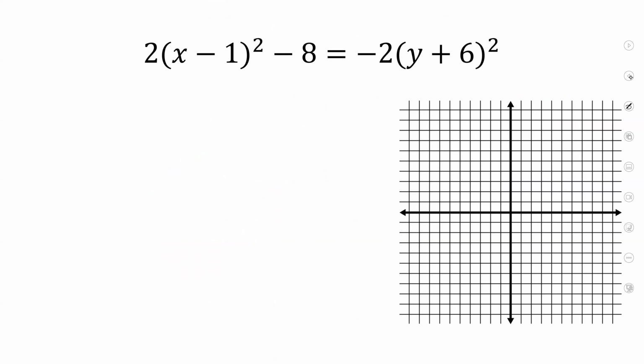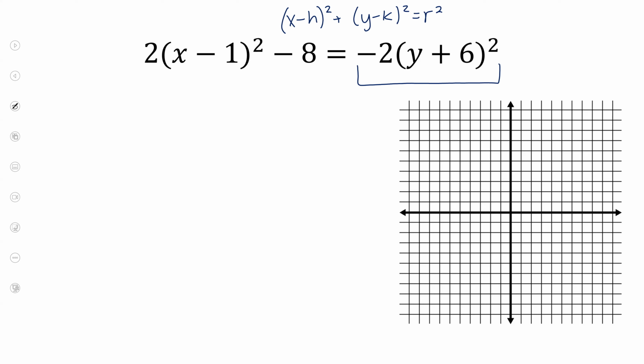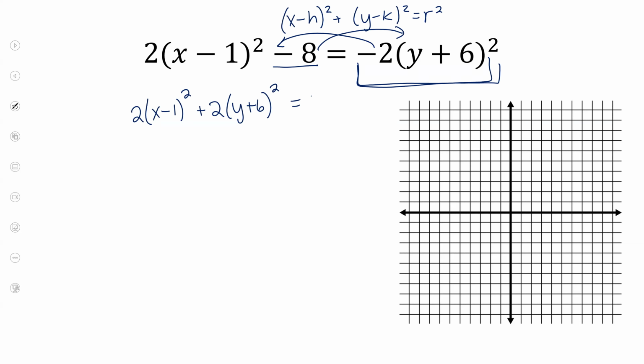All right, let's try this one. Notice this is not in standard form. Standard form, remember, is (x - h) squared plus (y - k) squared equals the radius squared. So guys, notice this y term is not on the correct side. So I need to move it to this side. So I'm going to have 2 times (x - 1) squared, I'm going to move this over plus 2(y + 6) squared, and I'm going to move this -8 to the other side, making it a +8.